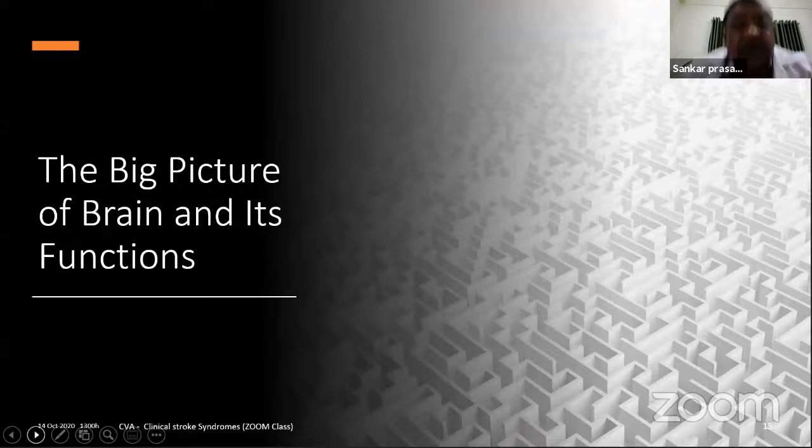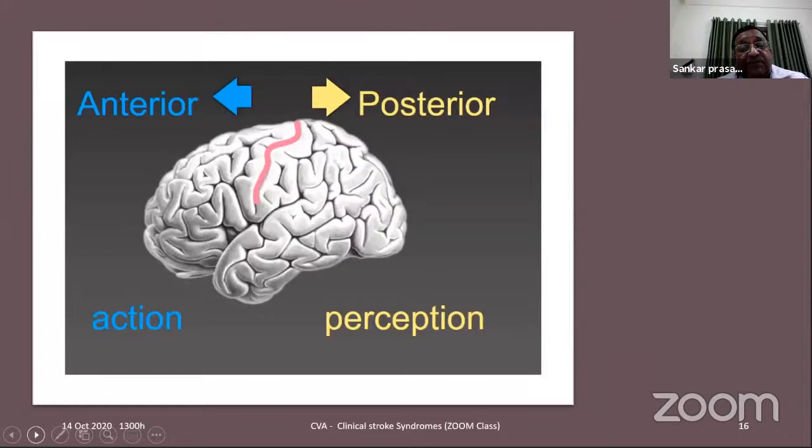Before we go on to the anterior circulation stroke syndromes, this big picture of the brain and its functions is important, because we are going to learn neurology by stroke. So you should understand the aspects of the brain. The brain anteriorly is devoted to action, and posteriorly it is devoted to perception. Anteriorly you have premotor cortex and frontal lobes. Posteriorly you have auditory, visual, and somatosensory areas which are important.